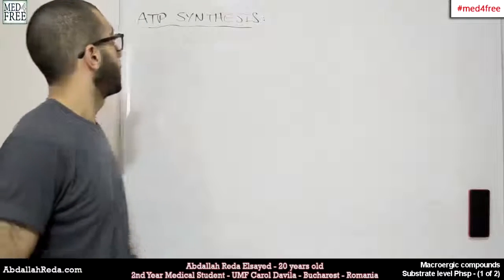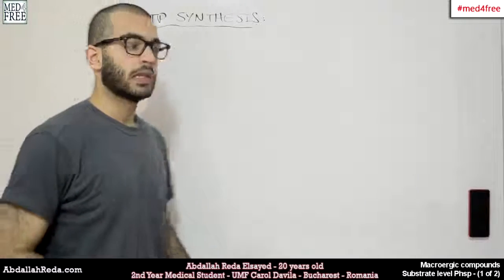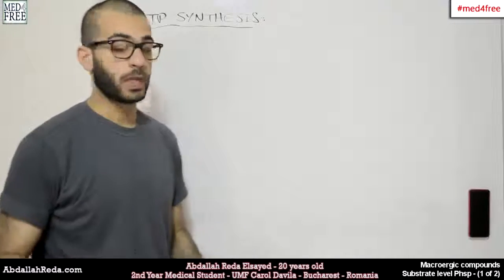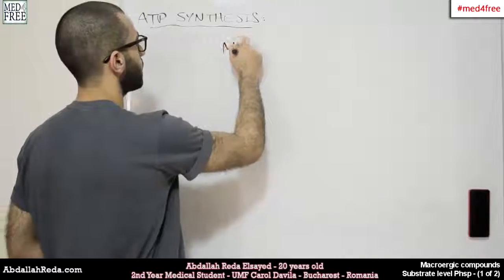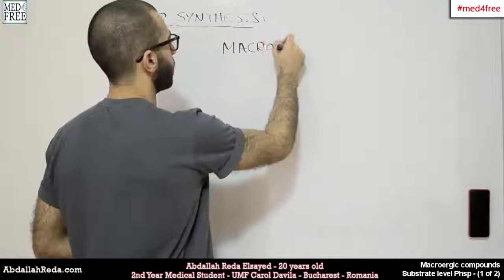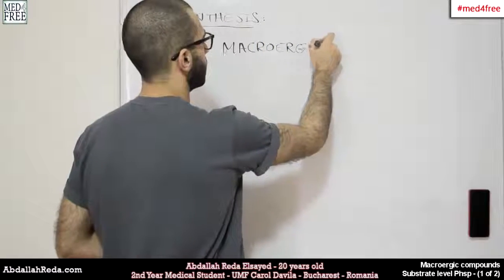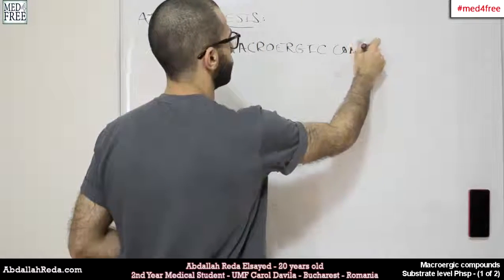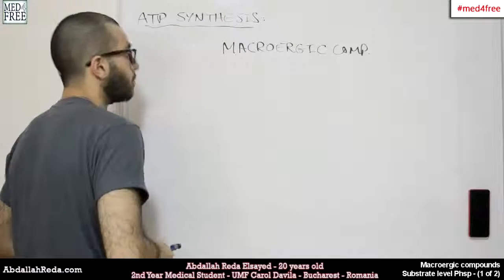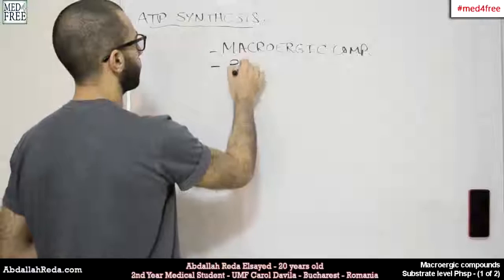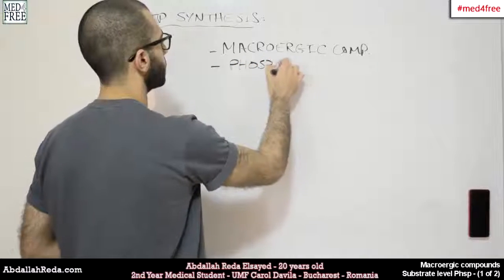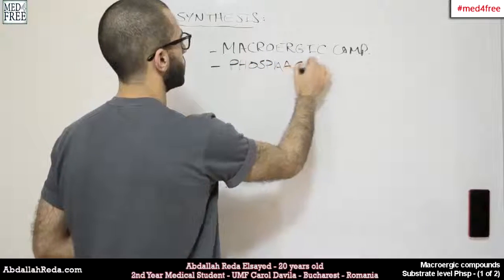Today we're going to talk about ATP synthesis. Last time we stopped at a point where we mentioned something which is called the macroergic compounds, which are also called phosphogens.